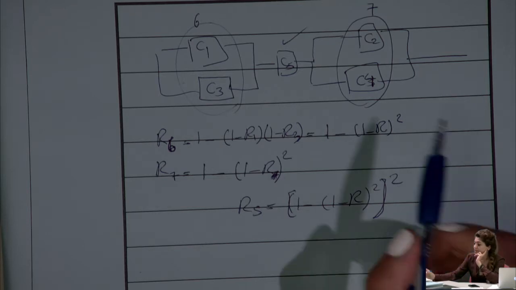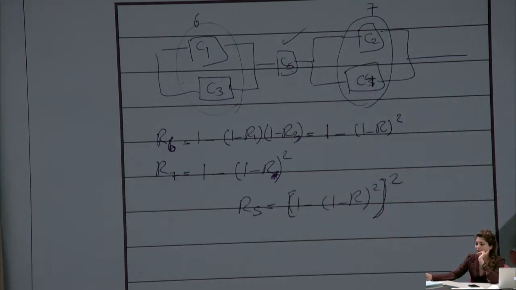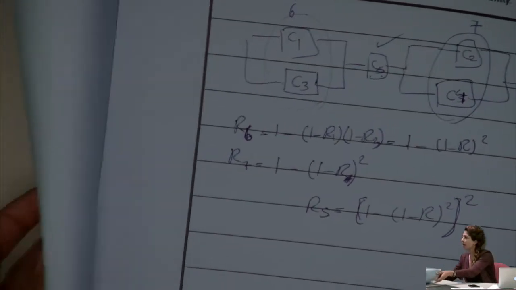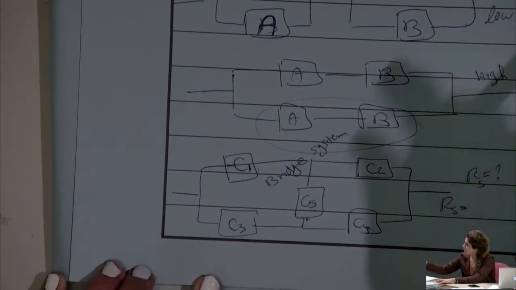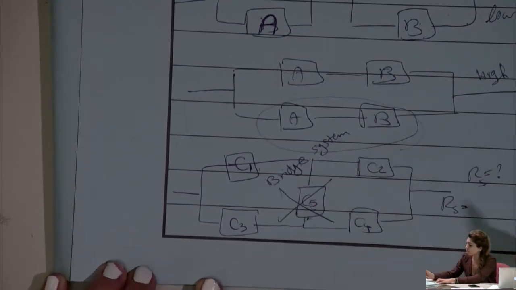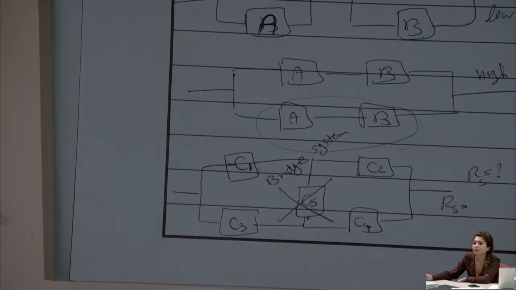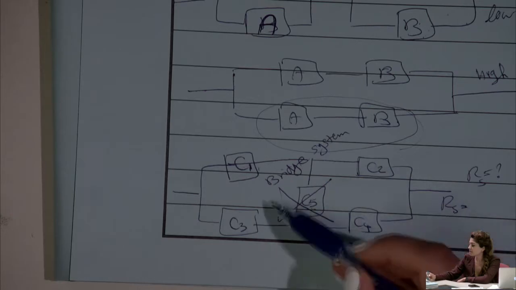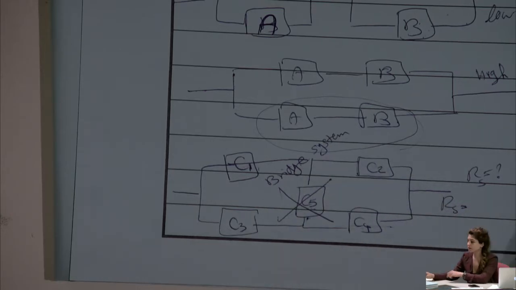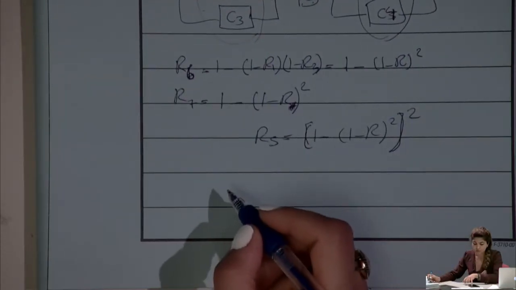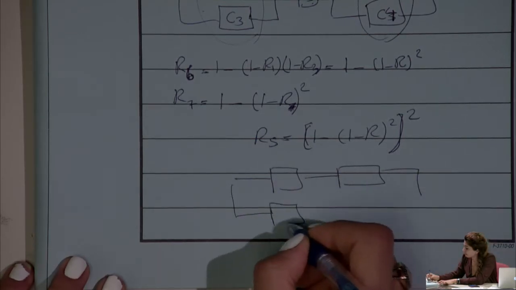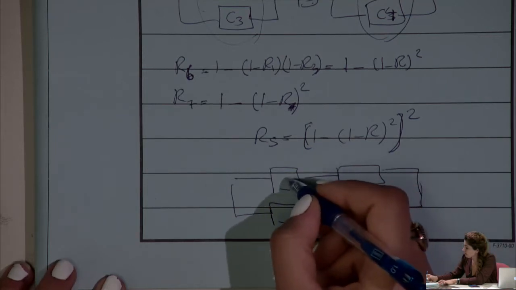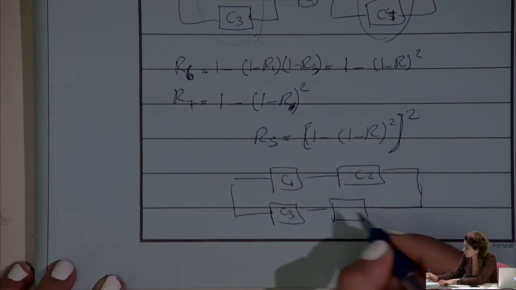Now, if C5 is not working, then what happens to the system? Going back to the previous graph, this is the original system. Imagine C5 is now not working anymore. Then the system changes into what? These two are in series and are in parallel with these two that are in series. So your chart is going to change to C1 and C2 in series, and C3 and C4 in series, with the two paths in parallel.